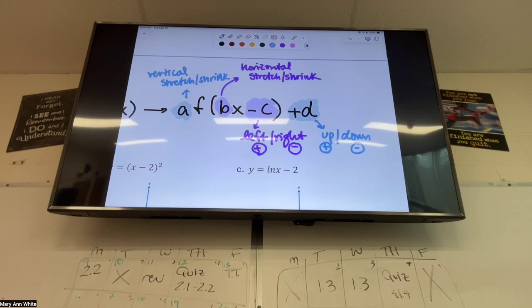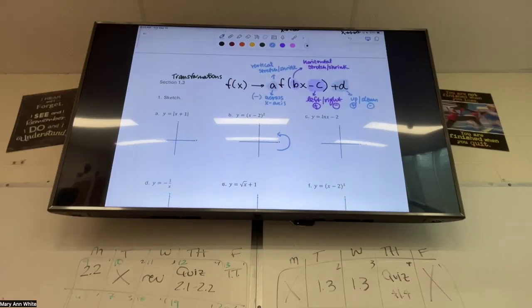Another thing we could see in that A spot in front of my whole function is a negative sign. Do you remember what the negative sign does to my graph when it's out front? Flips it. Do you know how it flips it? Does it flip it across the x-axis or over the y-axis? X-axis, very good. It flips it across the x-axis. It essentially flips it up and down. So it flips it over this axis right here, which is the up and down axis.